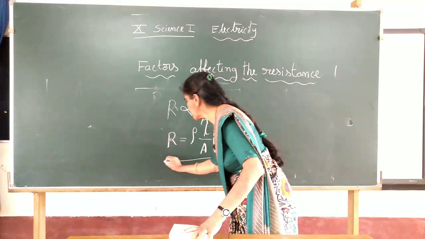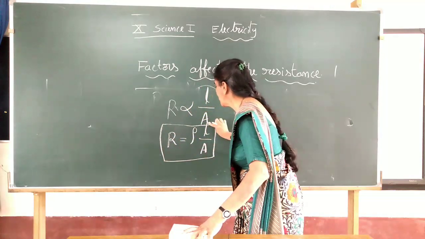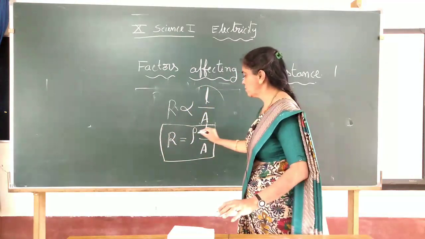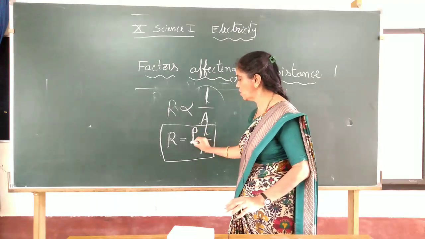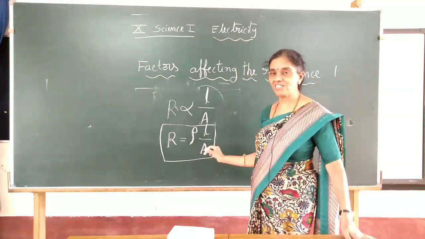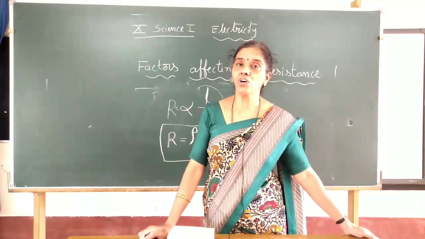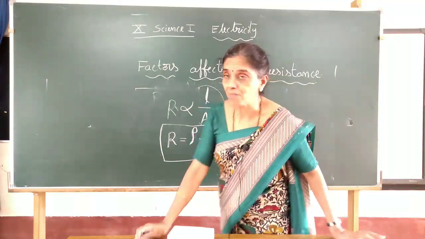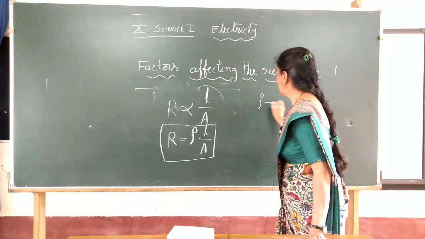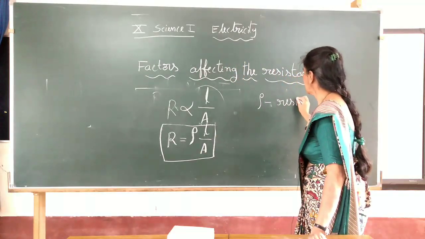So this is the expression, or this is the formula, we get now. Now what is this rho called? This rho is the proportionality constant, but in this case it is called resistivity. Here rho is called resistivity.